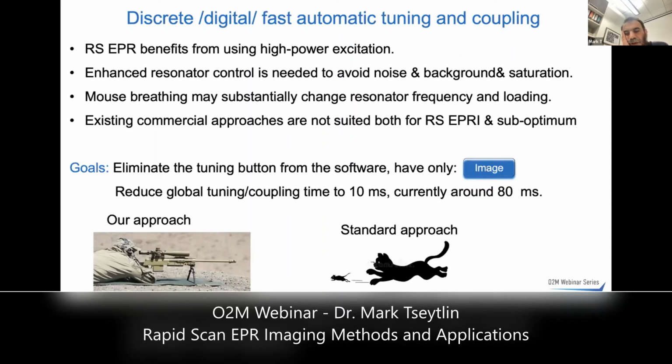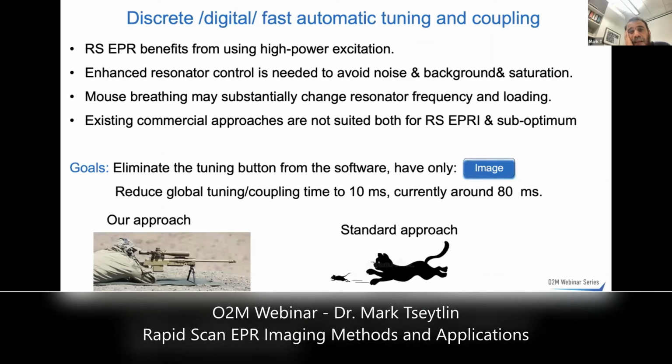So this problem needs to be solved, especially in an in vivo situation. A breathing mouse modulates your coupling and tuning quite a bit. This is work in progress, a project of my PhD students. Hopefully we'll publish a paper describing all the details.